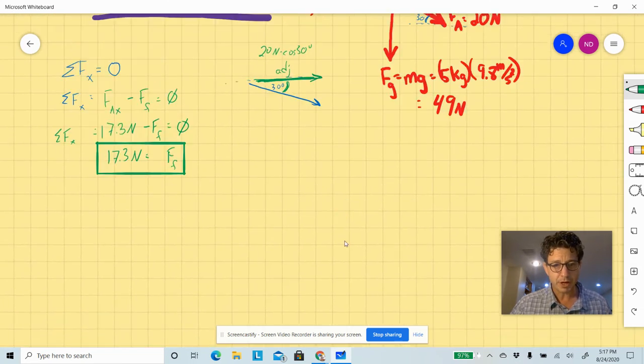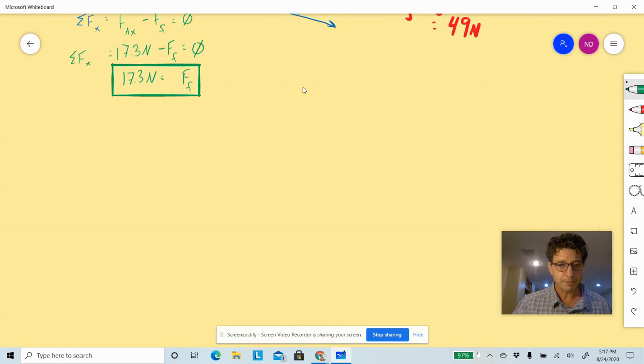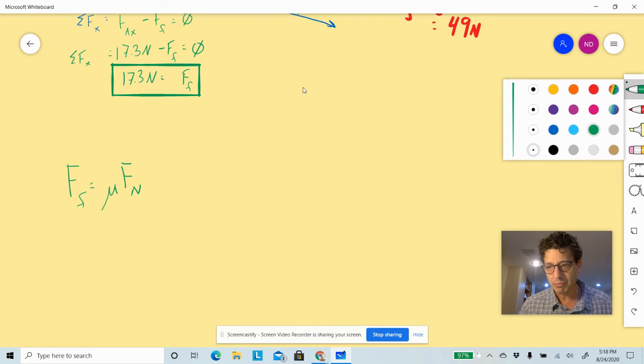The force of friction, if you might remember, is calculated by the equation mu, the coefficient of friction, which is what we're solving for, times the normal force. So here we have to solve for mu. A couple of important things.